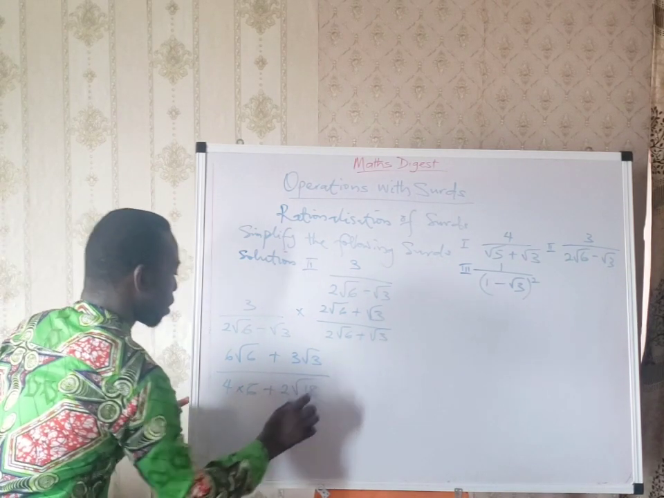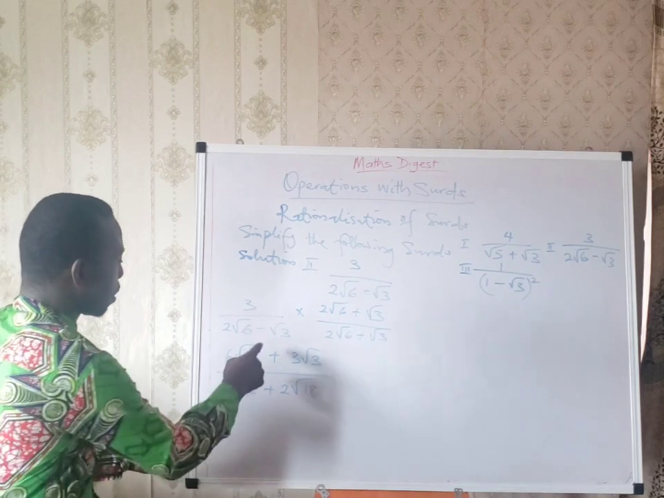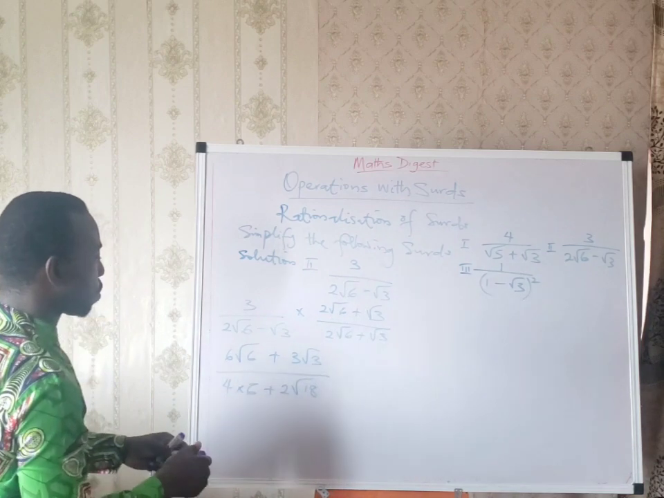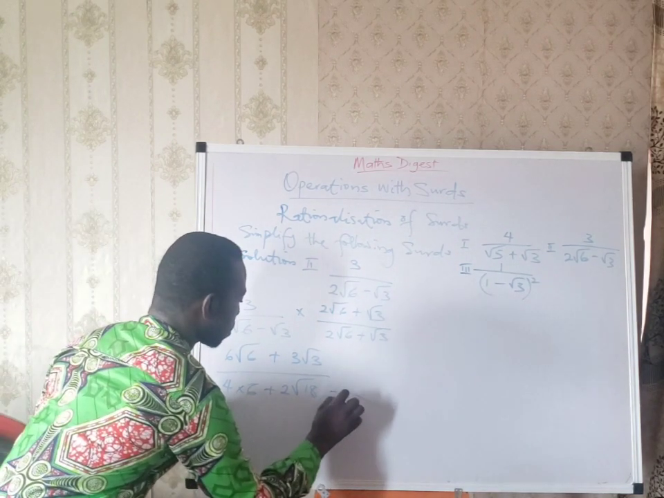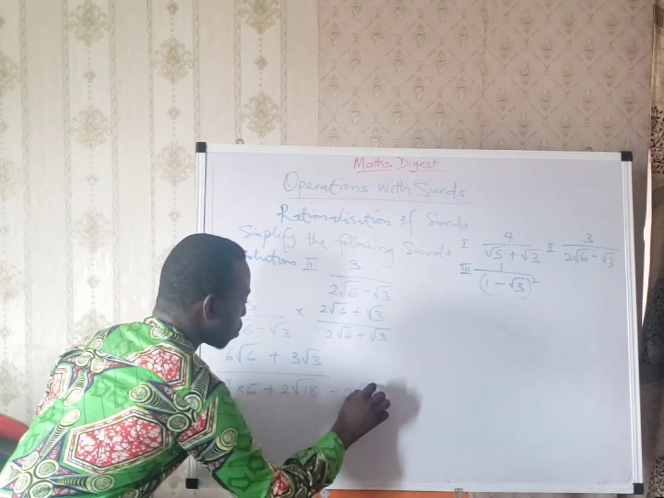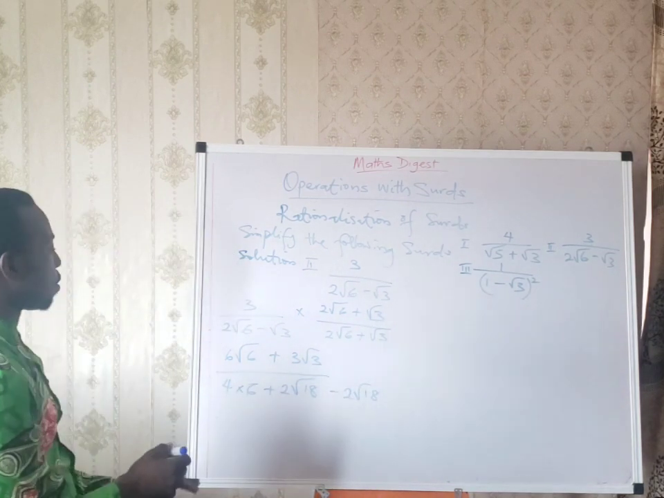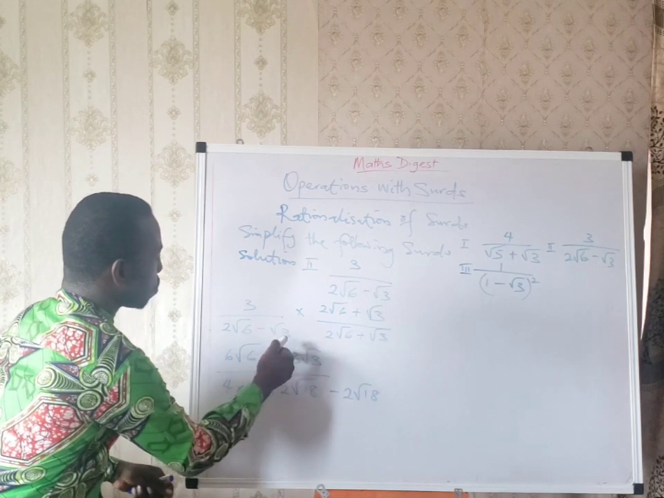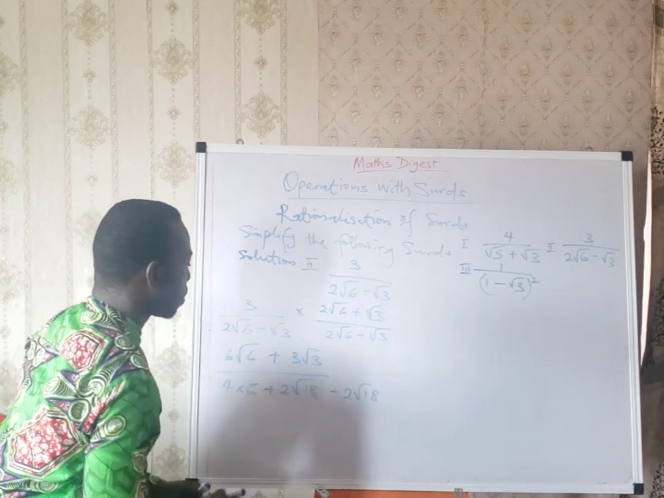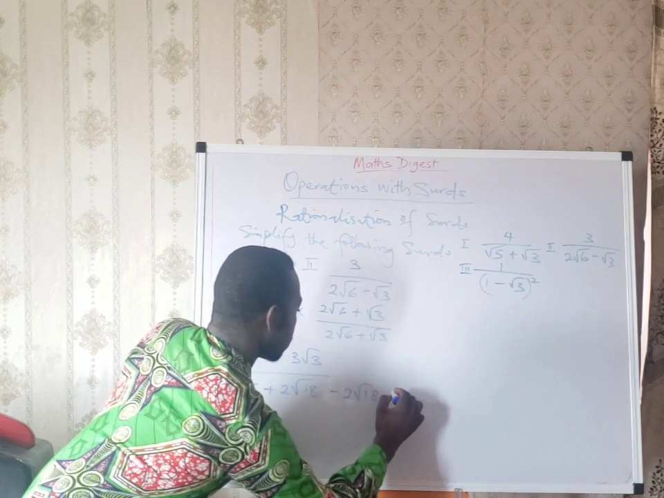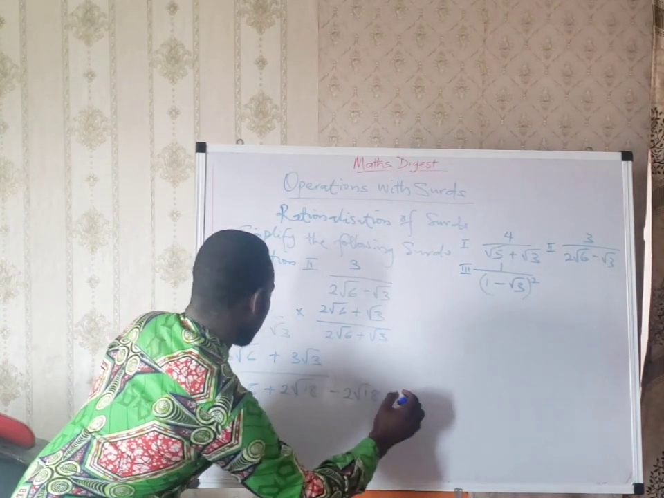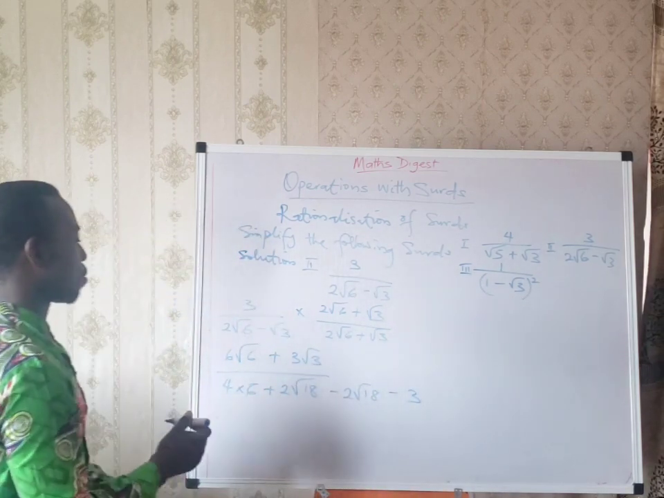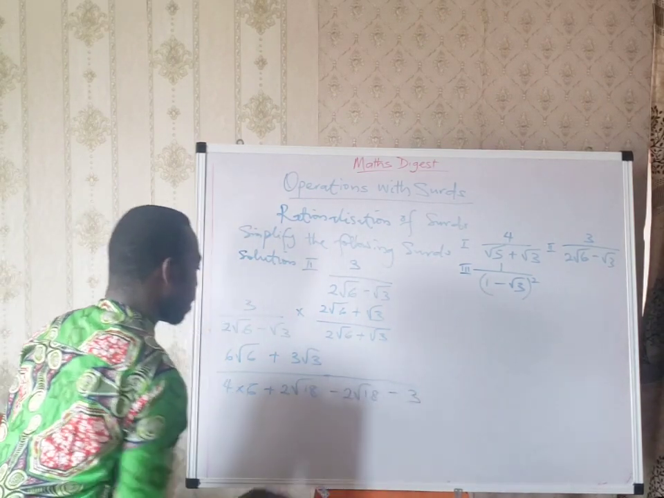Now 6 root 6 times root 3, we have 18. From here too, we say minus root 3 times 2 root 6, we have minus 2 root 18. Now we also move to this side, we say minus root 3 times root 3. Here we have minus. Root 3 times root 3 here will give you 3.